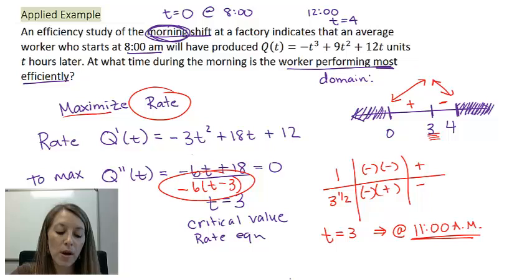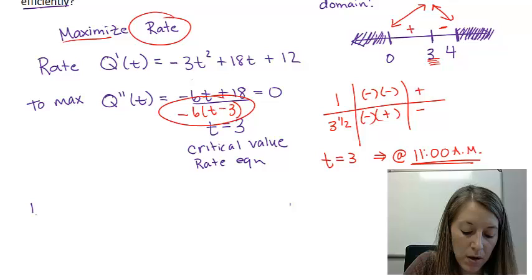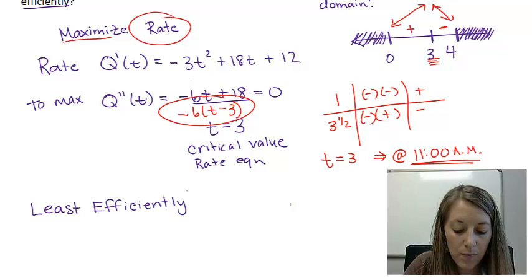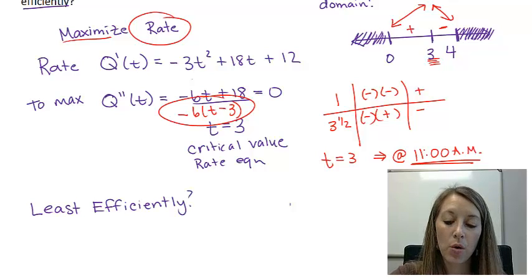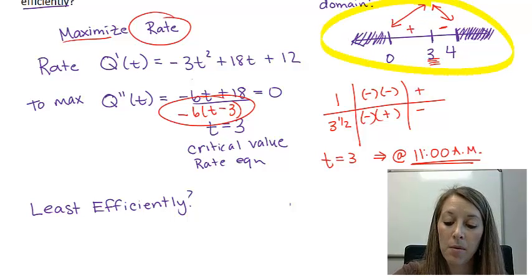Okay, let me switch this around on you a little bit then. Let me ask you a little bit of a different question. Instead of saying when he is performing the most efficiently, let me ask you when he is performing the least efficiently. Now, it might seem like a trick question because I have my number line up here and I don't have a minimum on my number line in between my 2 domain values. Well, that doesn't mean that he's just not ever performing least efficiently. That means we have to think outside the box a little bit.